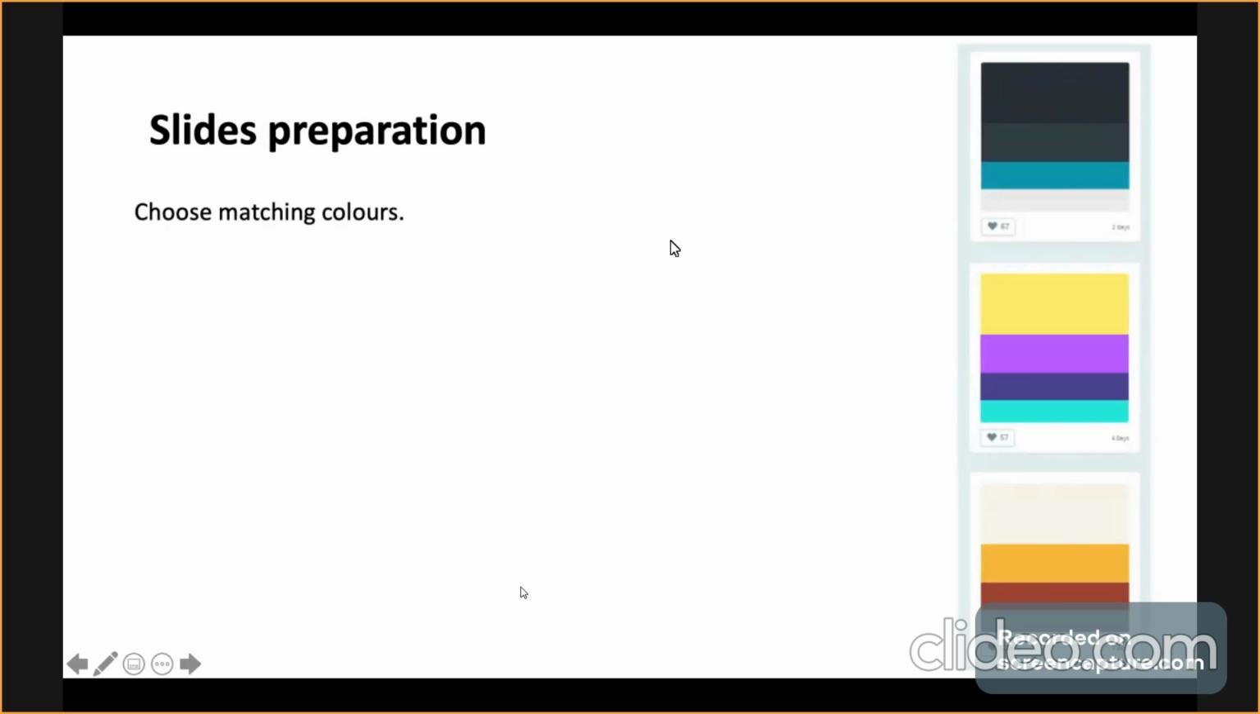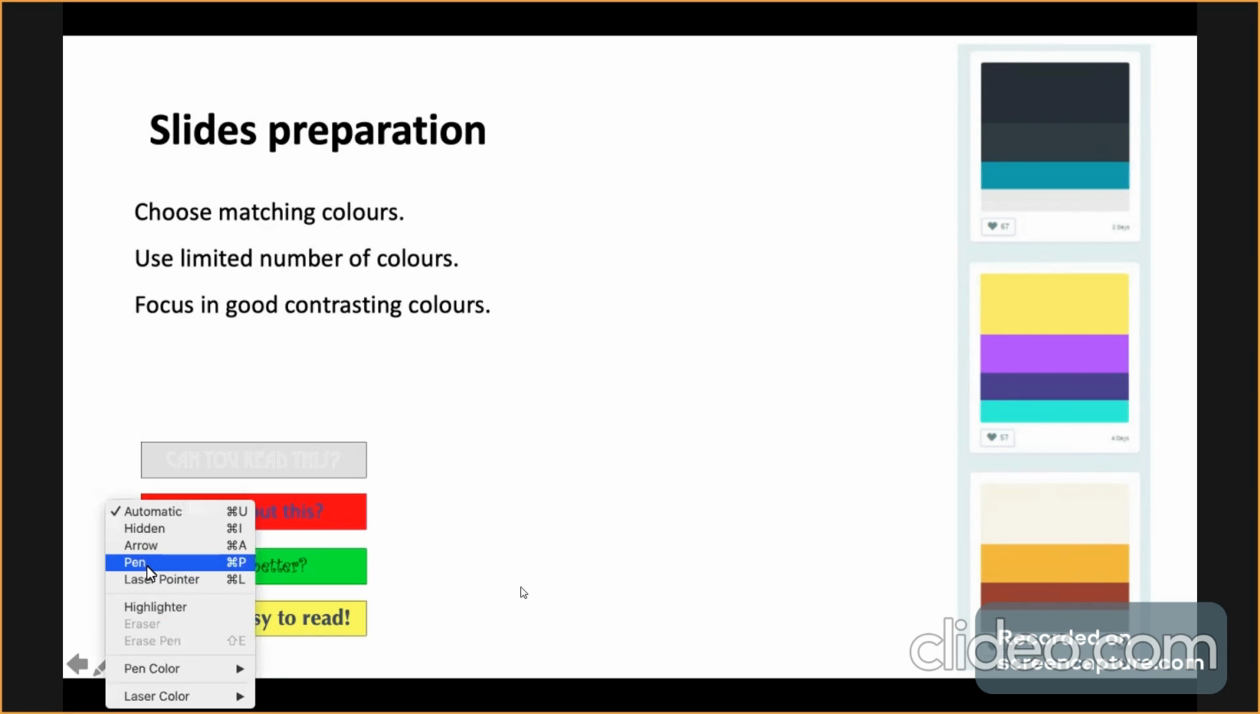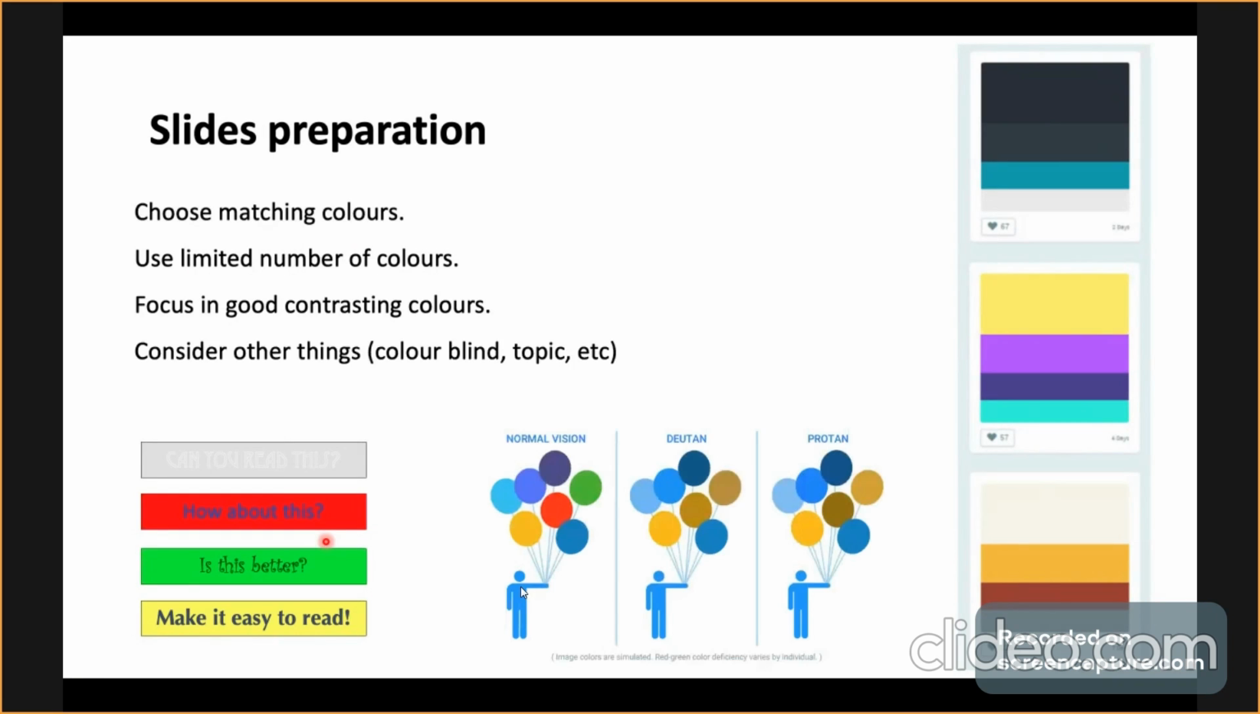As I mentioned about the colors, you have to use matching colors. Don't try to put a lot of colors in your presentation. Usually 2 or 3 max colors are enough to put in your presentations. So use a limited number of colors. The contrast of colors is very important. As you see from this example here below, some of the colors here cannot be easily differentiated. So try to use very contrasting colors, things that can be easily detected.